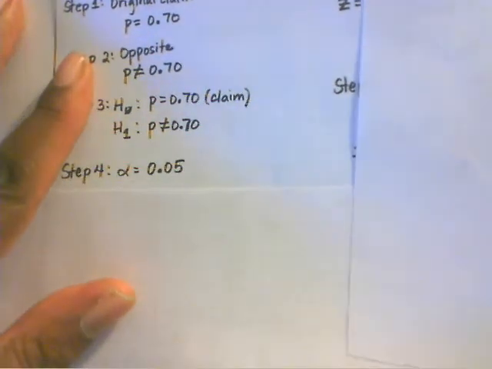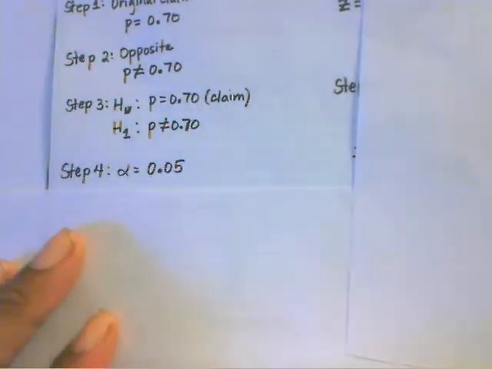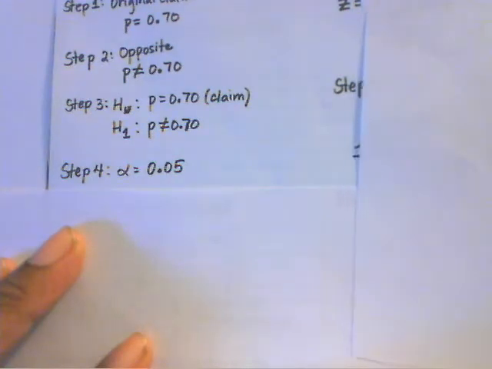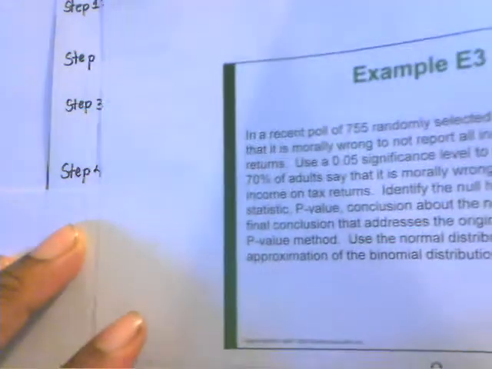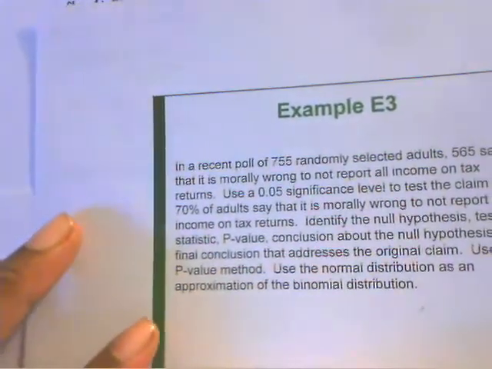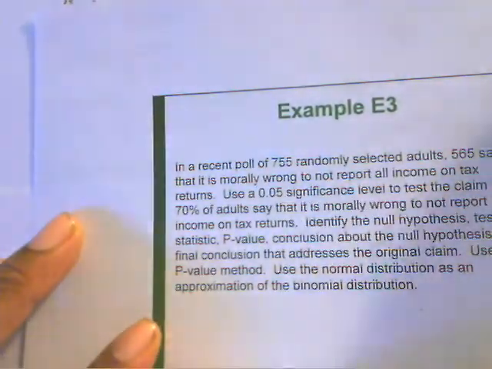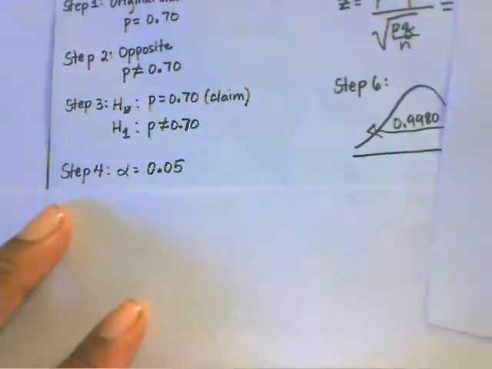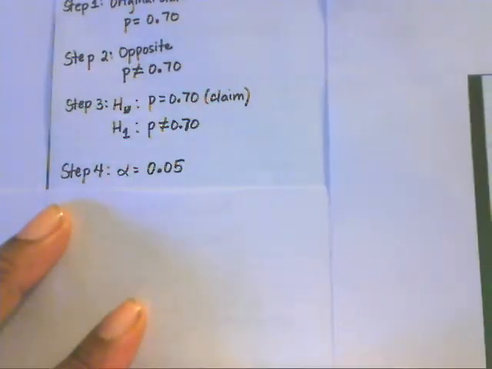Step number 4 is the level of significance. You were told, in this case, to use a 0.05 significance level. Here it is. That's your alpha level, which is step number 4. Alpha is equal to 0.05.